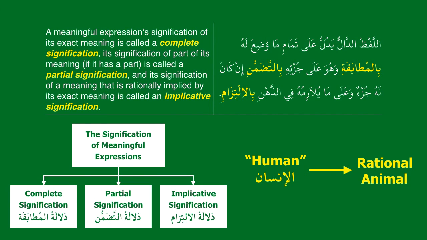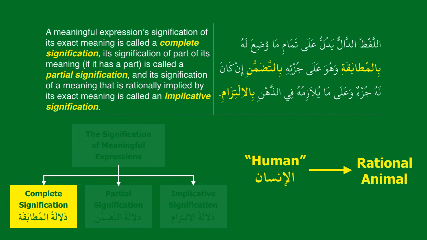So the expression human signifies the composite meaning rational animal completely. When an expression signifies the complete meaning that has been assigned to it by linguistic convention, this is called a complete signification. In Arabic, this is called dalalatul mutabaqa.